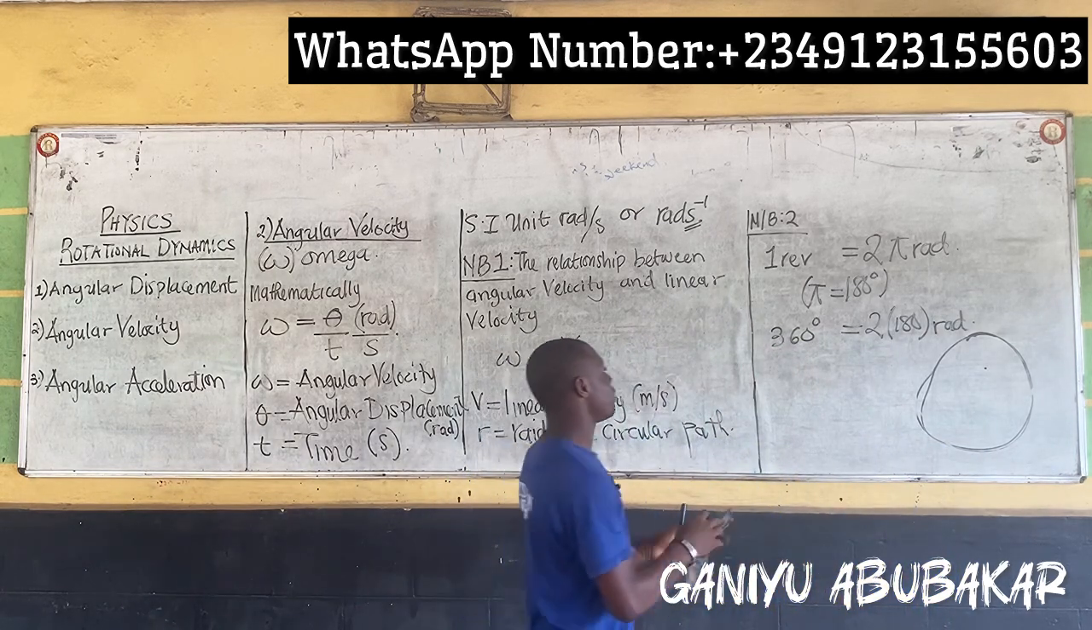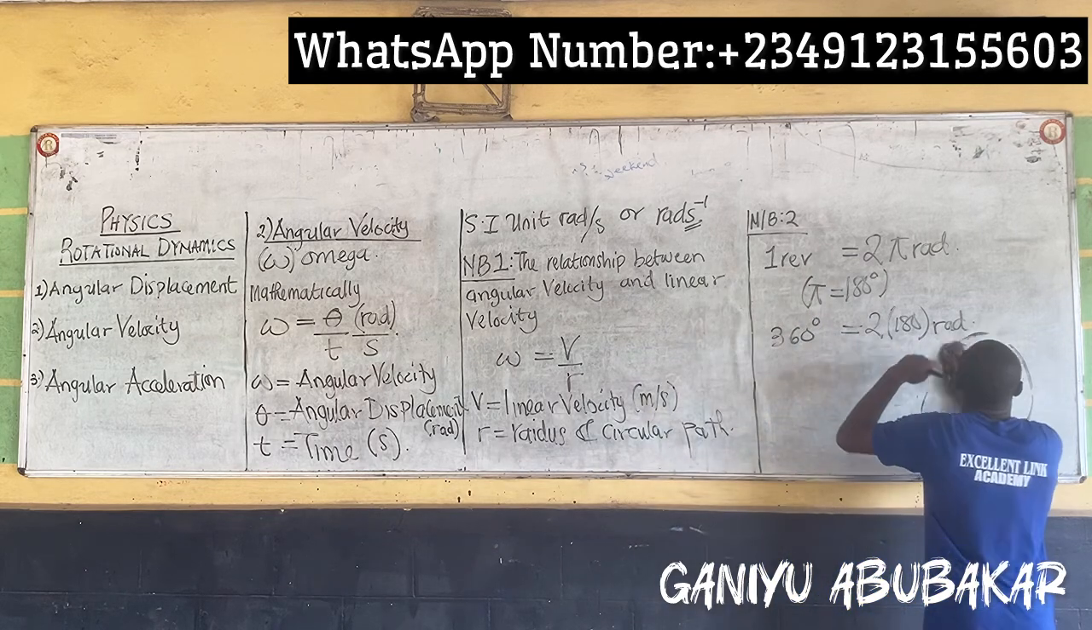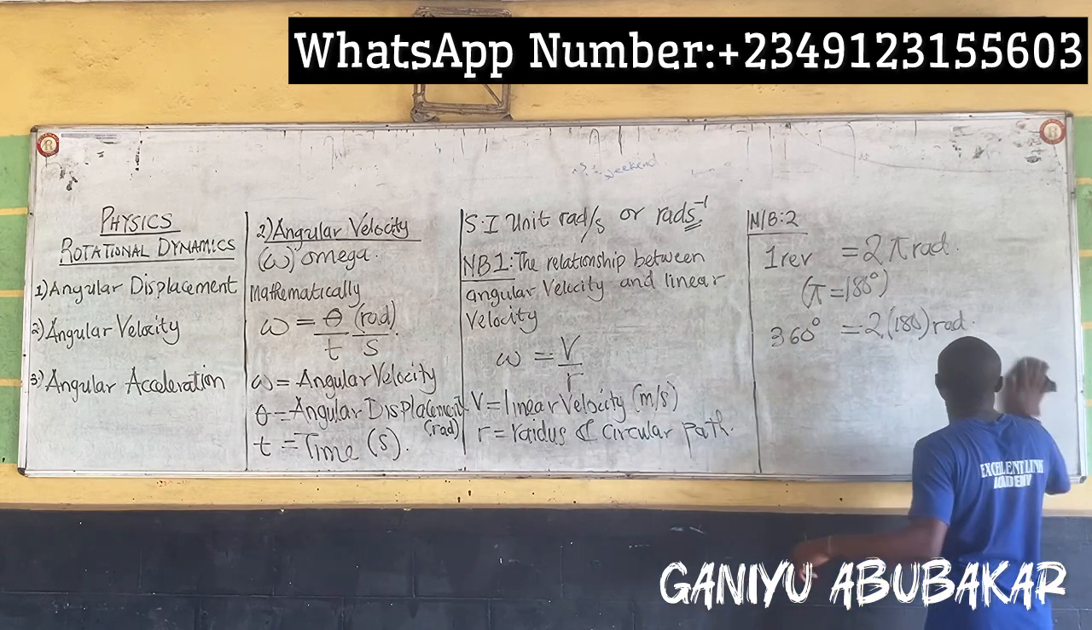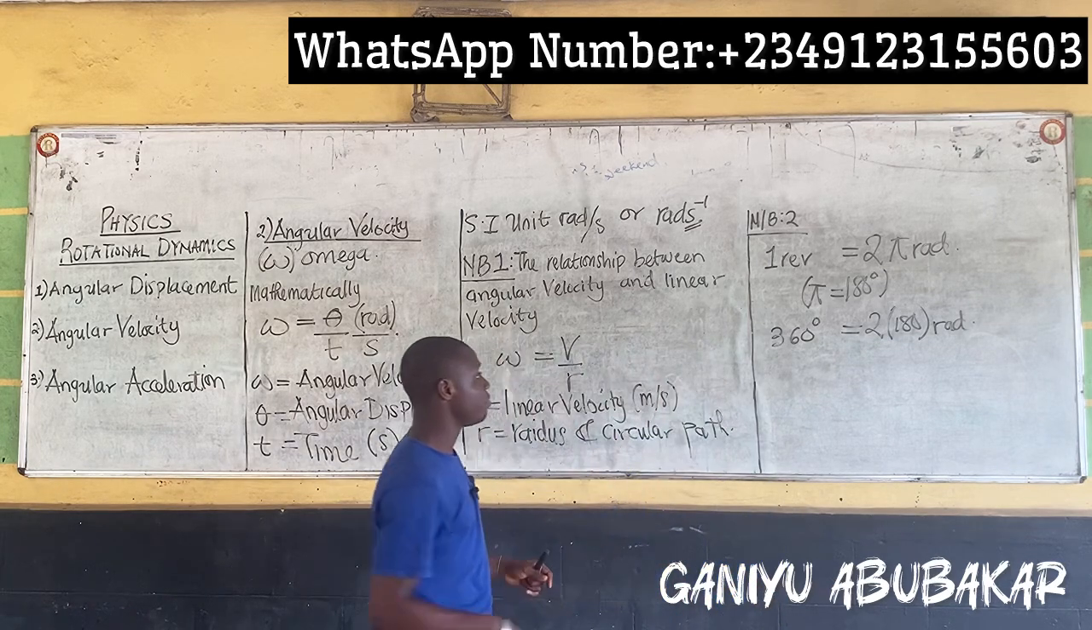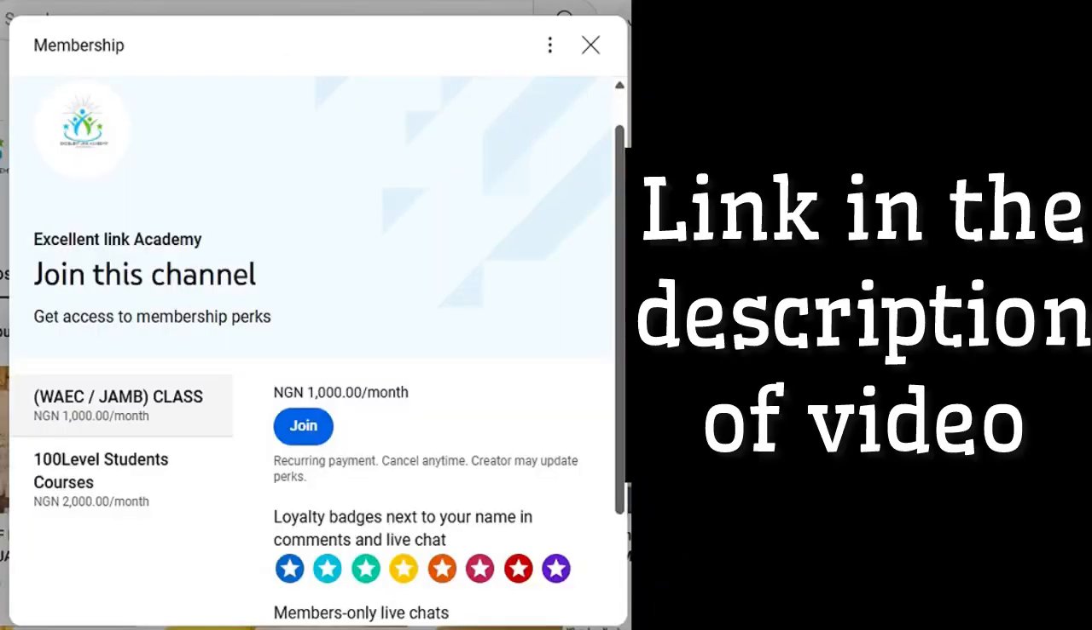If you don't understand this concept, please pay attention. So one revolution is equal to 2 pi rad. So I have this one here.